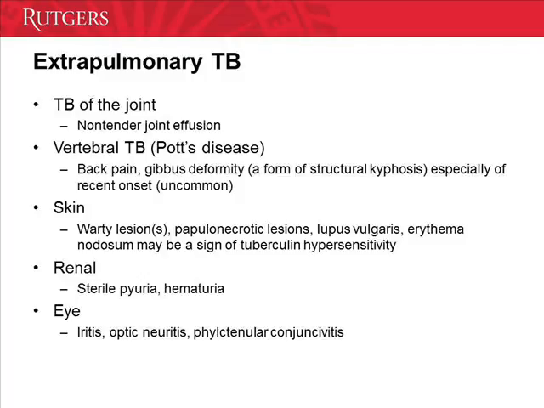Mostly of recent onset. I think in my whole career I saw one case of this, so it's not commonly seen in the U.S. Skin TB can present with warty lesions, papulonecrotic lesions, lupus vulgaris. Erythema nodosum may be a sign of tuberculin hypersensitivity. Renal TB also often presents with sterile pyuria or hematuria, blood in the urine, and TB of the eye, which goes iritis, optic neuritis, and conjunctivitis.